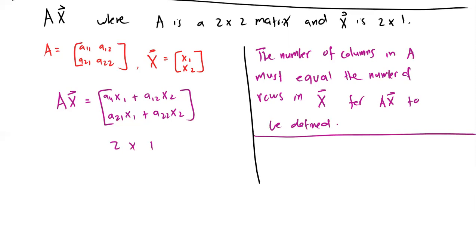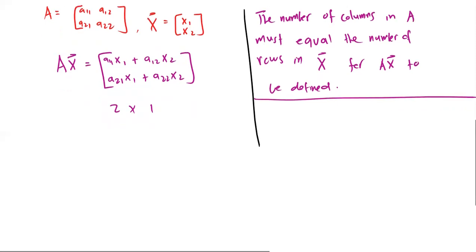So notice that in this case it works because A has 2 columns, which equals the number of rows in X. So this matrix multiplication is justified, it's defined, and it's calculated like this. Now, it's easier to see what's going on if we use specific numbers. So let's do an example.